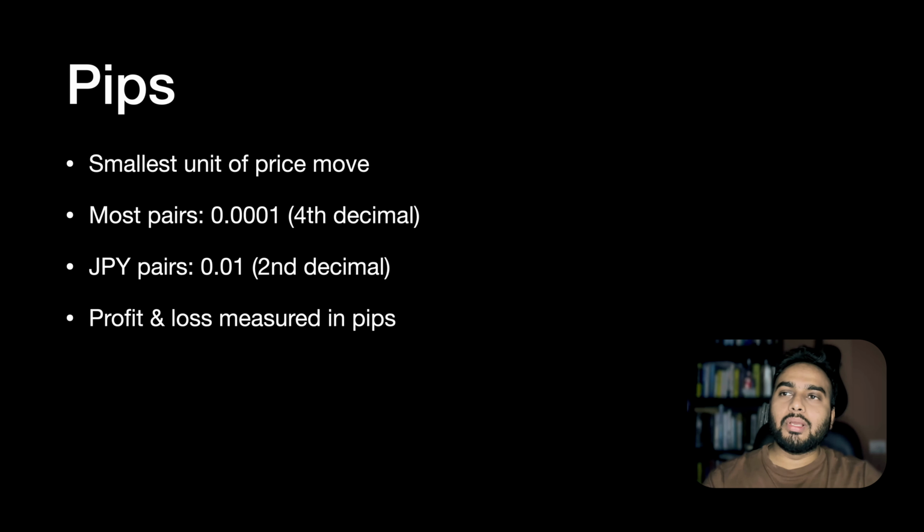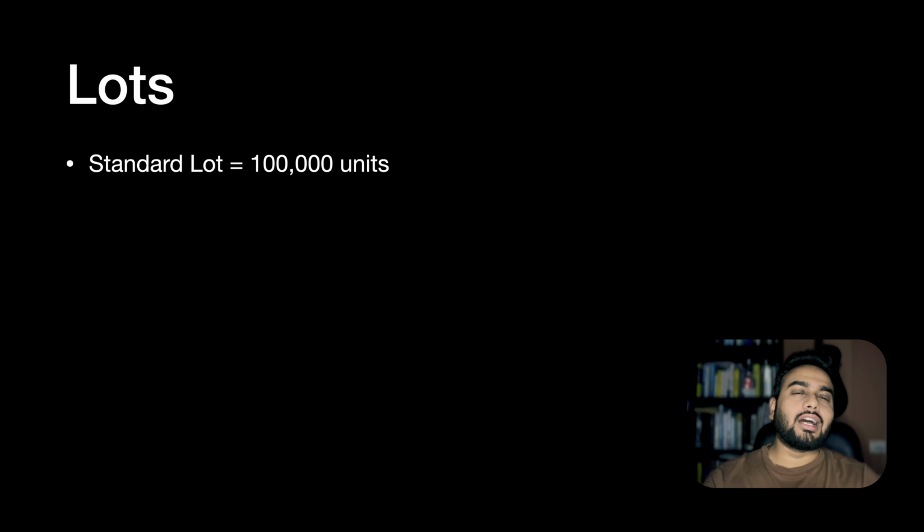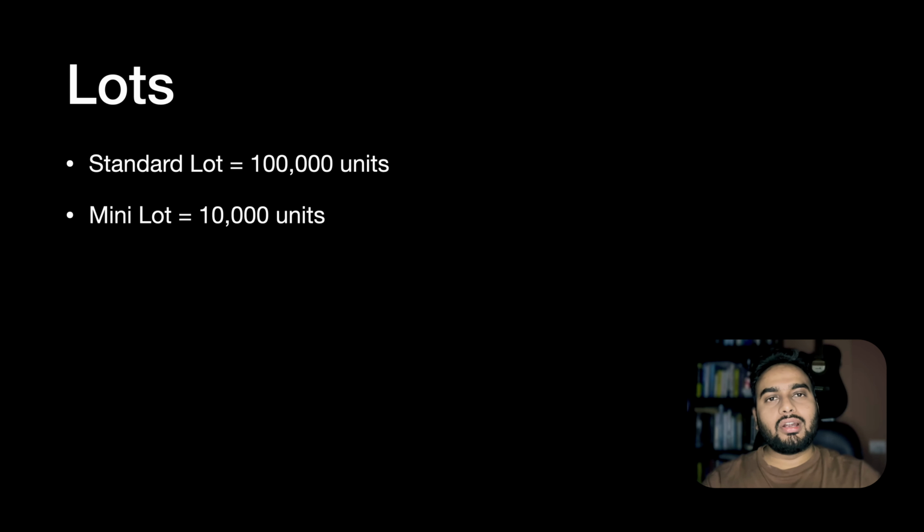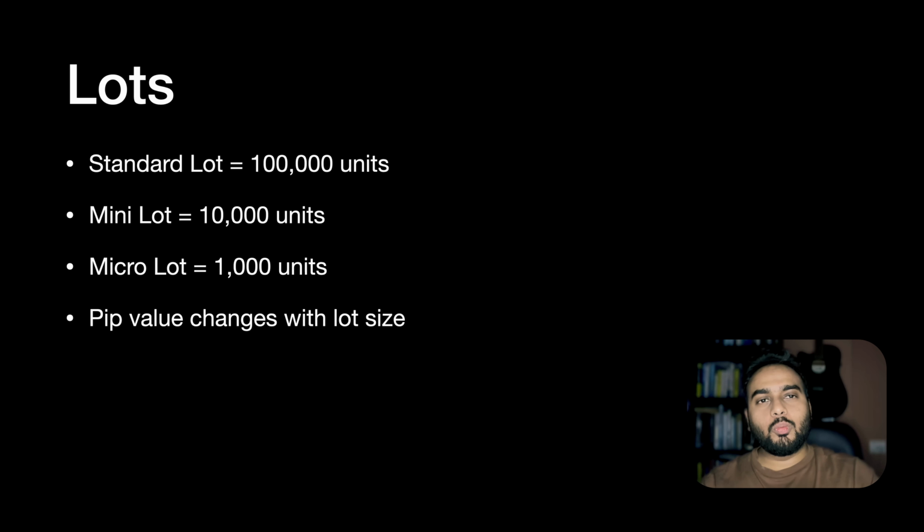Now let's connect pips with money. This is where lots come in. A lot is simply your position size, how many units you are trading. A standard lot is 100,000 units, a mini lot is 10,000 units, and a micro lot is 1,000 units. Think of it like buying an apple. Do you buy one apple, 10 apples, or 100 apples?